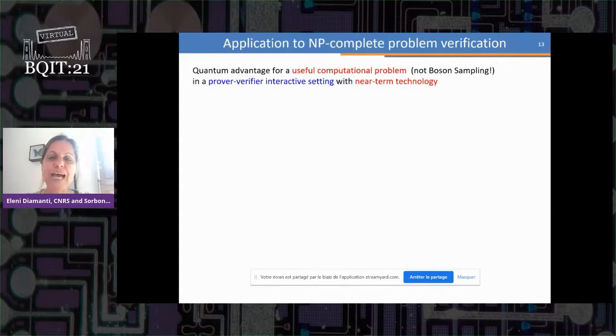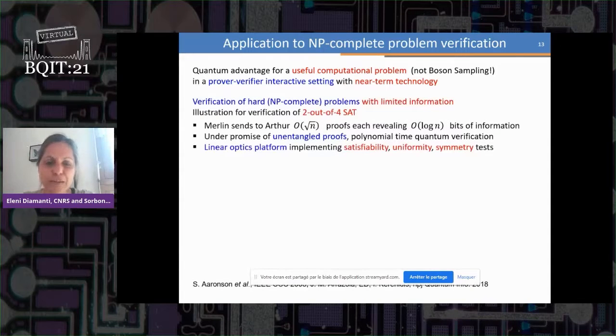Very final point, we applied this, as I promised. I wanted to show you, before concluding, the very last example of how this can be applied to a computational problem. For us, it was very interesting to apply this prover-verifier interactive setting with technology that is basically currently available for a useful computational problem. This was given by a protocol that was proposed by Scott Aaronson some time ago, where he had shown that we can verify hard problems when we have access to limited information.